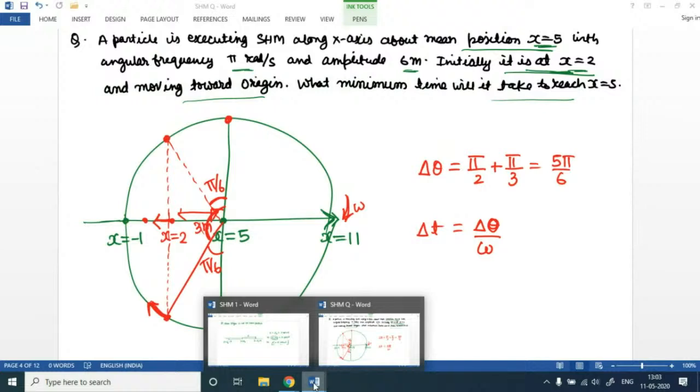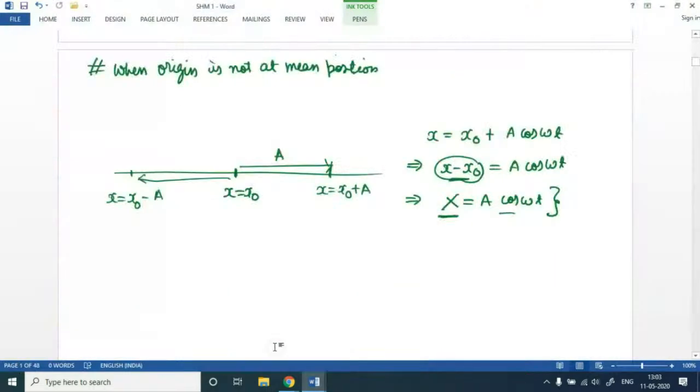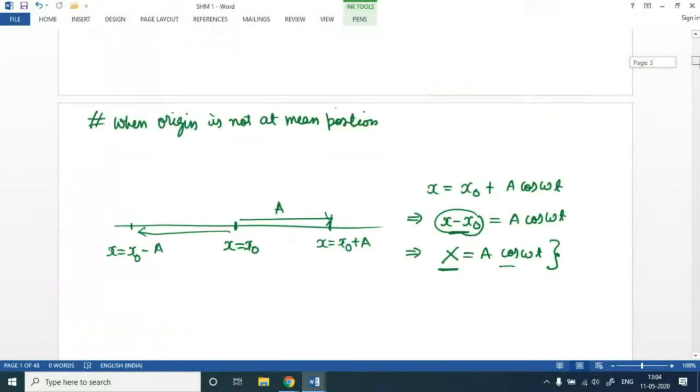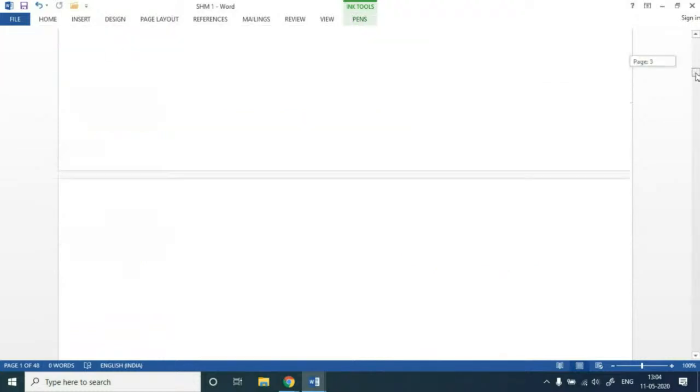And I'm not able to write properly today because I don't know what has happened to the pen. So anyway, let's continue whatever we can do today. Okay, so this was one of the cases when origin is not at the mean position, right?